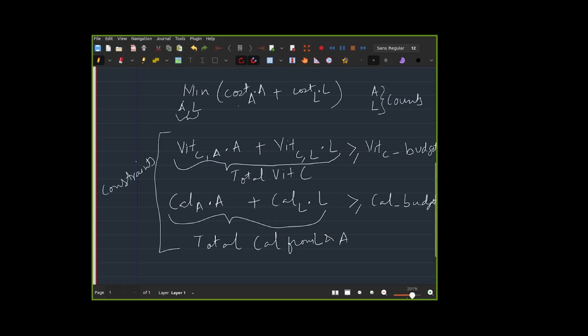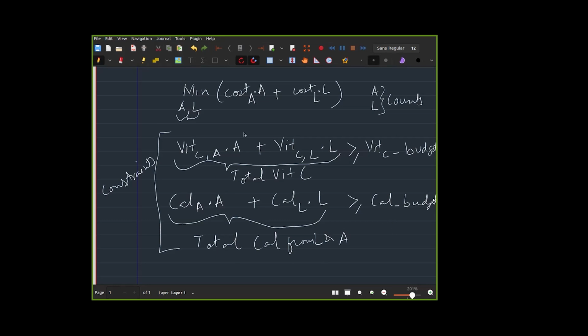So what we are trying to do is we are trying to minimize the cost of what we are consuming. Subject to some constraints, the total vitamin C should exceed the vitamin budget, and total calorie should also exceed the calorie budget, right? So this is an example of an optimization problem, okay?